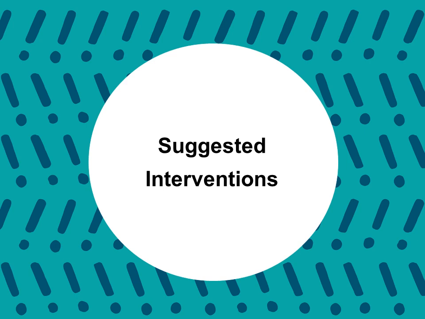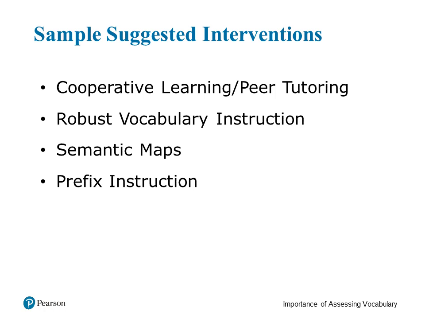PPVT-EVT-3. So based on the item analysis, Q Global scoring will suggest interventions. The report will also provide resources and references you can consult to get additional information. Some of the sample suggested interventions include these that you see here. I'm going to say a few things about them.